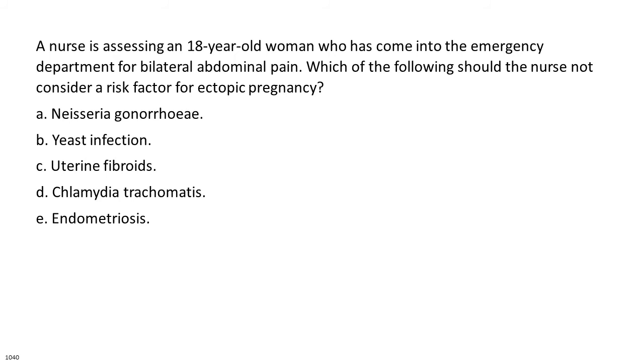A nurse is assessing an 18-year-old woman who has come into the emergency department for bilateral abdominal pain. Which of the following should the nurse not consider a risk factor for ectopic pregnancy? A. Neisseria gonorrhea. B. Yeast infection. C. Uterine fibroids. D. Chlamydia trachomatis. E. Endometriosis.